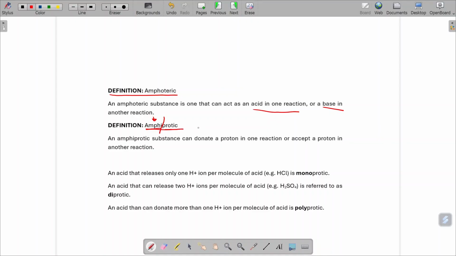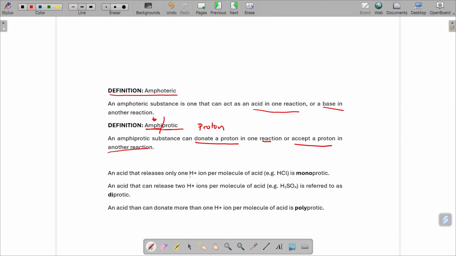Protic, this is from the word proton, so it will have two types of protons. It can donate a proton in one reaction, or it can accept a proton in another reaction.